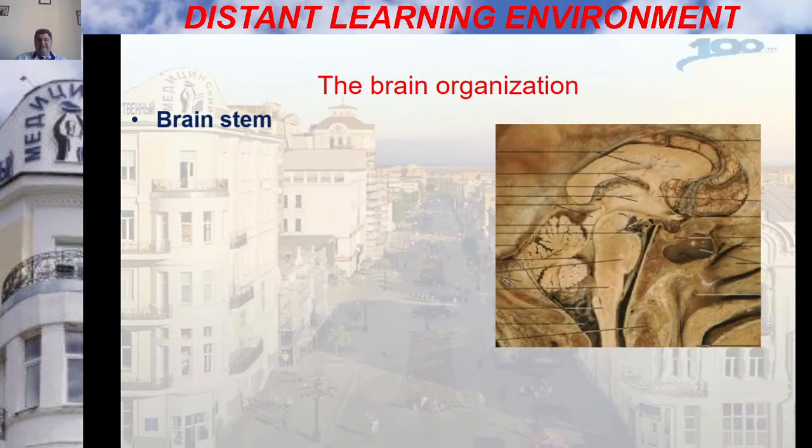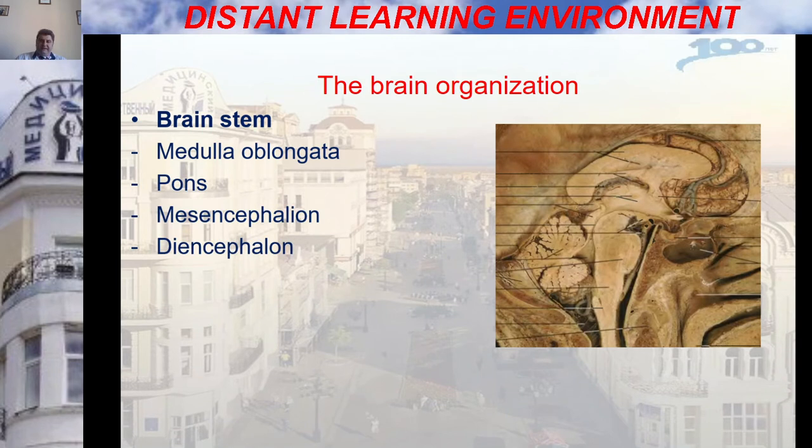The brain organization you may see here. It includes the brain stem, which consists of four parts: medulla oblongata, pons, mesencephalon, diencephalon. And also the brain contains the cerebellum and the telencephalon with two cerebral hemispheres.